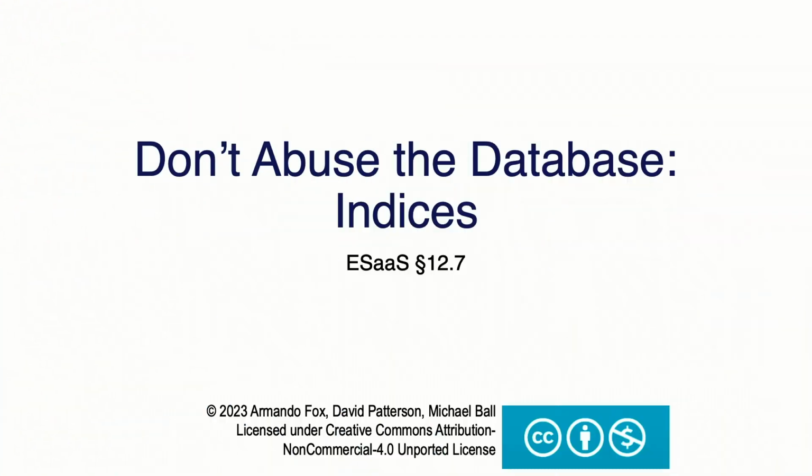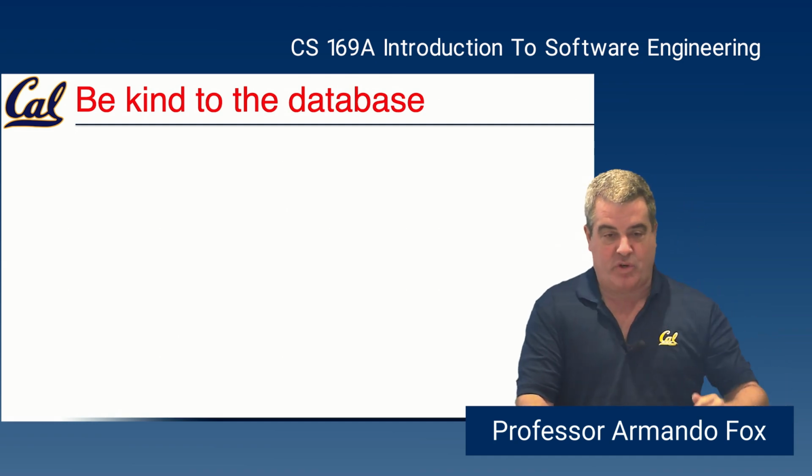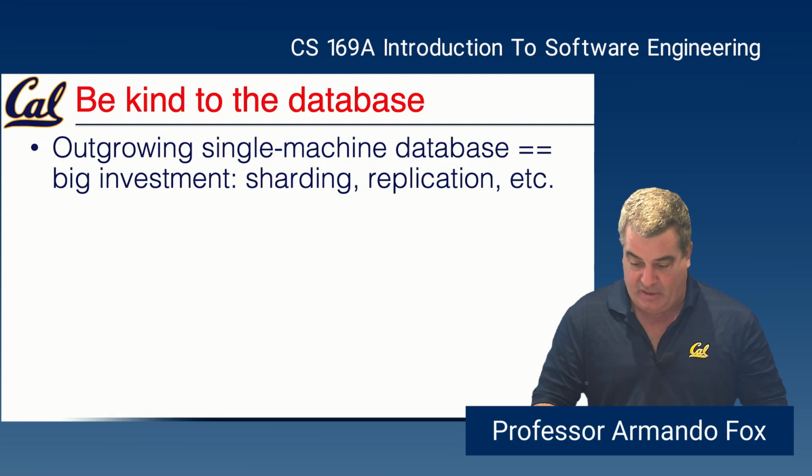Onward to indices and answering one of the mystery questions from the migration example before. So we're going to continue our theme of be kind to the database because it is tricky and more expensive to scale. So the more you can be nice to it, the more value you can get out of it.